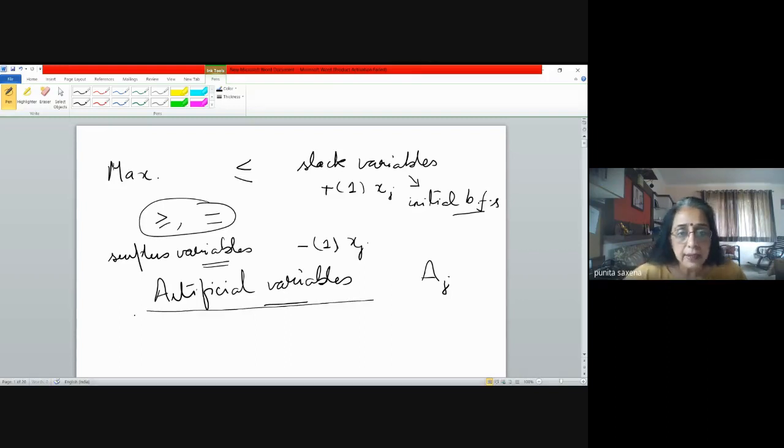Now, the care that has to be taken with artificial variables is that, number one, since they do not have any significance, when we write them in the objective function, we don't even write the coefficient as 0. We write it as even smaller than 0. How do we do that?